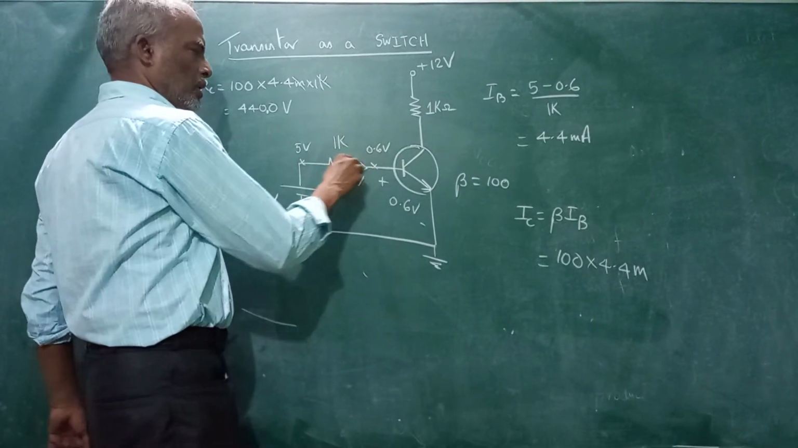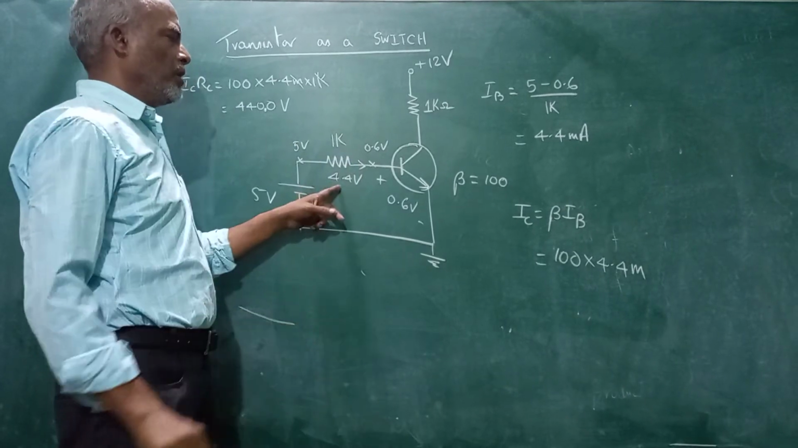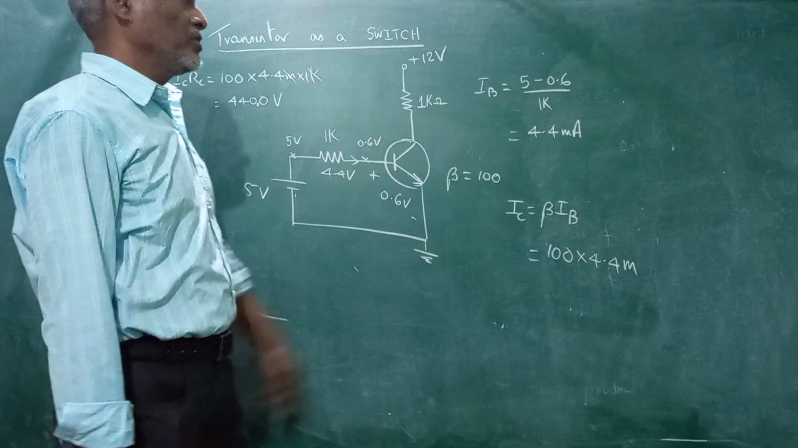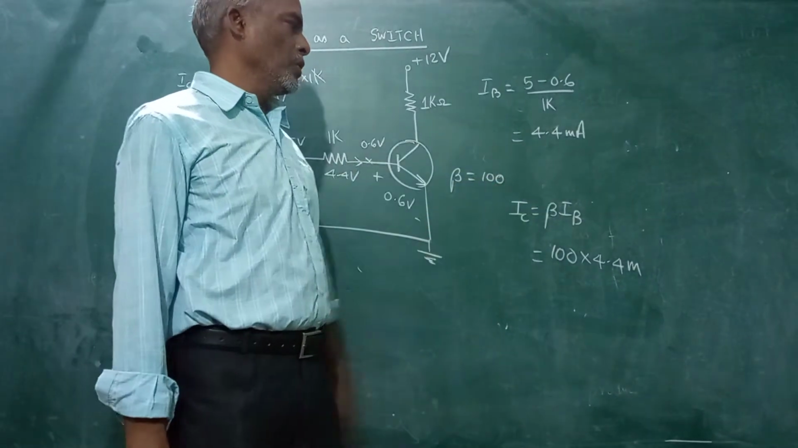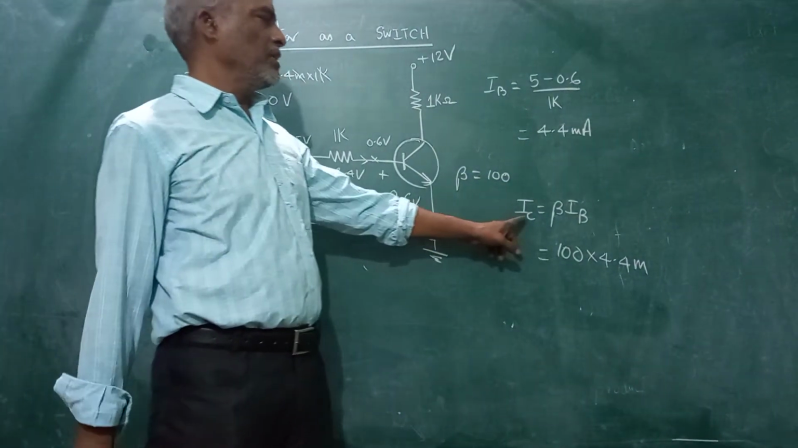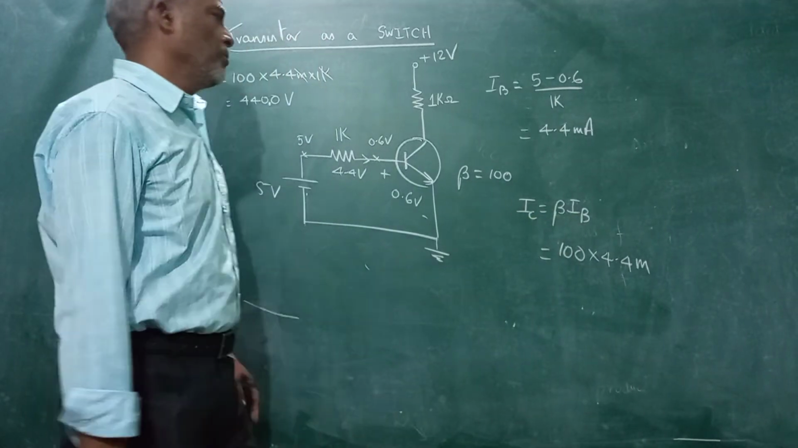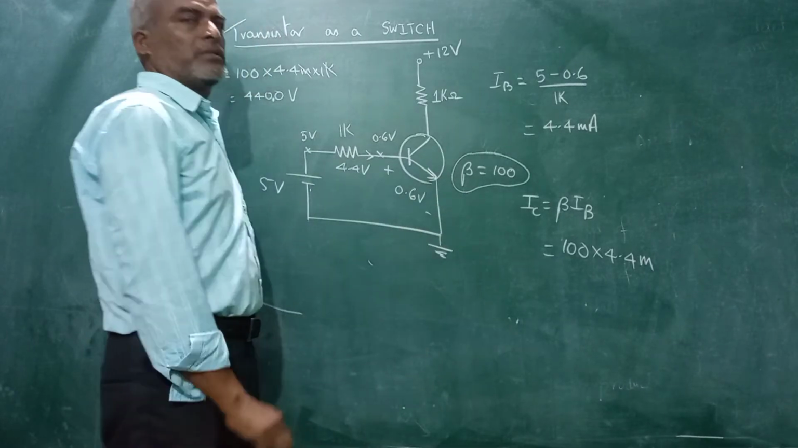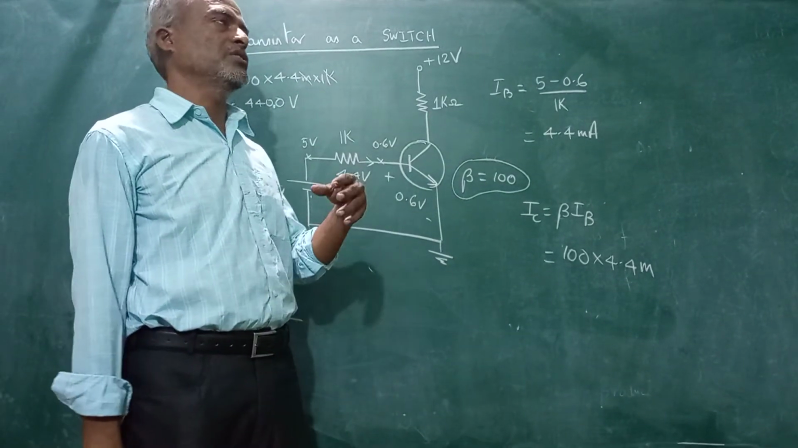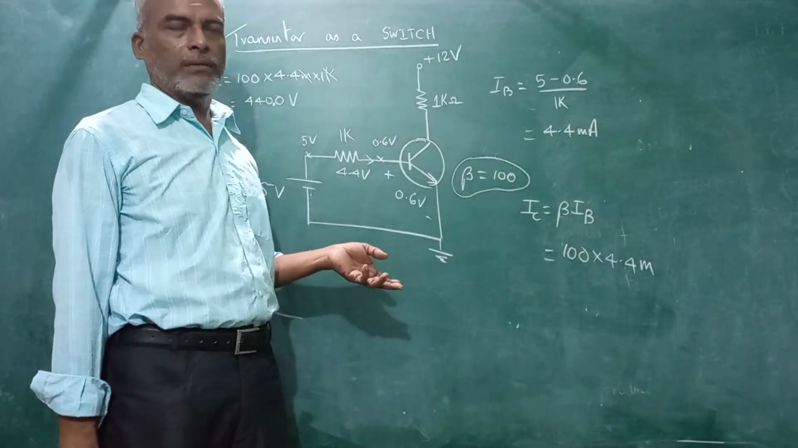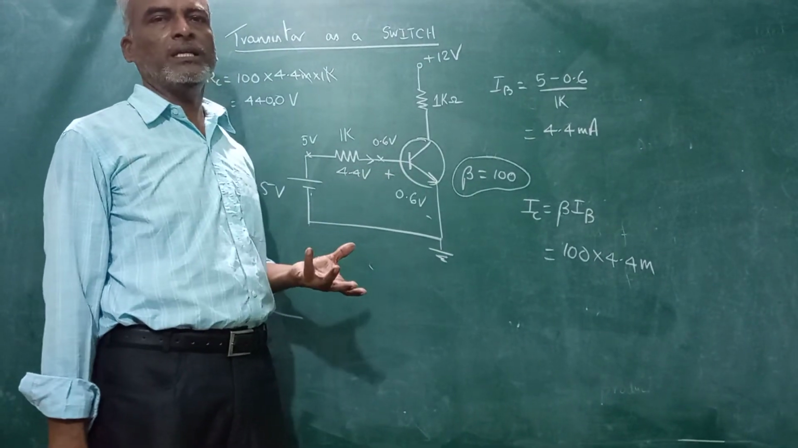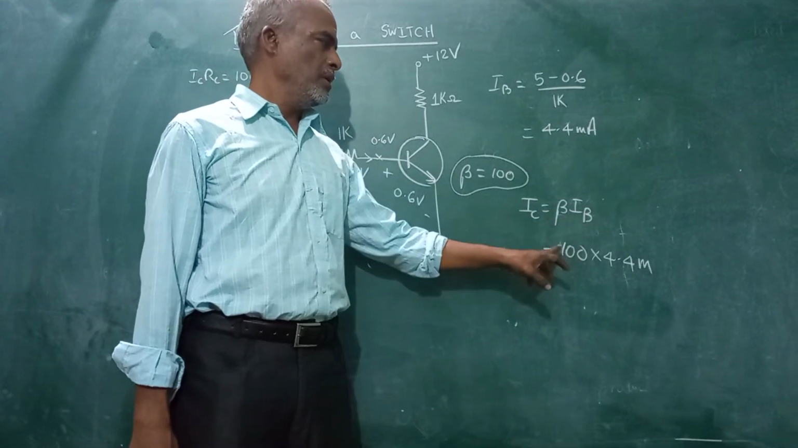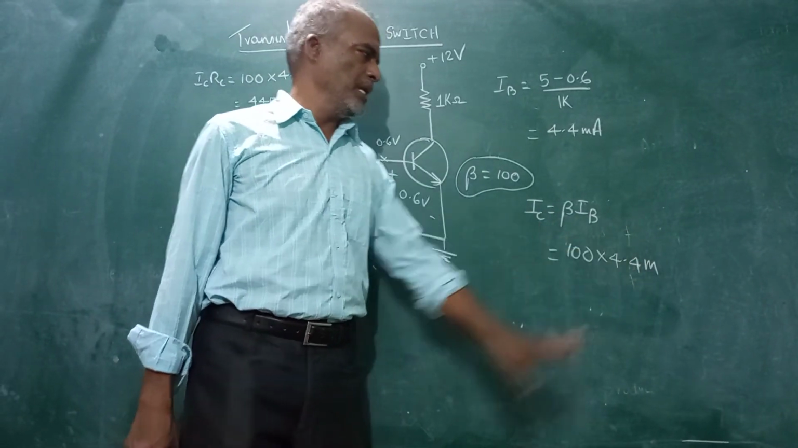Now the current through the resistance RB is 4.4 by 1K, which is 4.4 milliamps. That's what is written here. So IB we know. Now IC is equal to beta times IB. Beta we have taken for this transistor as 100. Beta can be anywhere between 60 to 440 like that. But this is a particular transistor having a beta value of 100. So IC is equal to beta times IB, that means 100 into 4.4 milliamps.